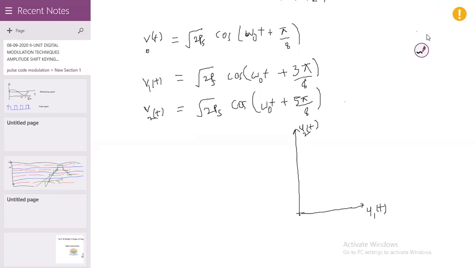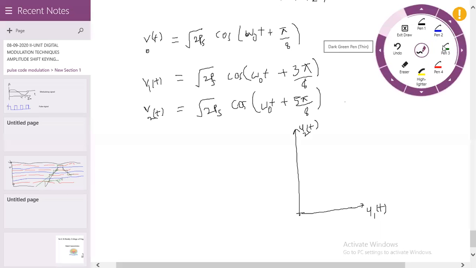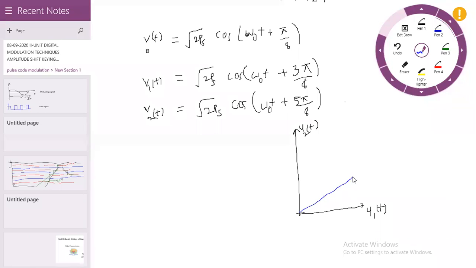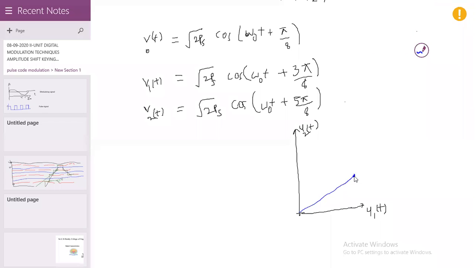First, V naught. Here we can draw V naught, that is m is equal to 0. The resultant is V naught. Then what is the angle? The angle is pi by 8. This is pi by 8.